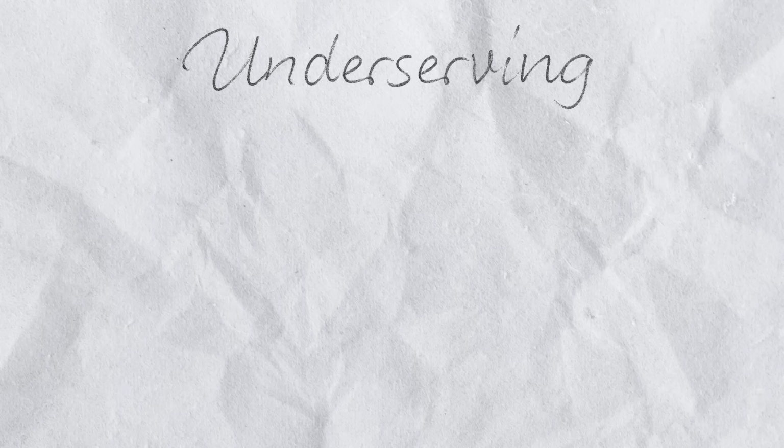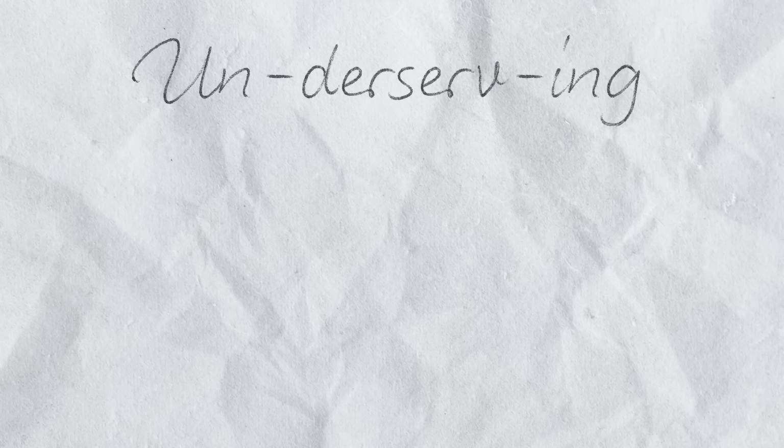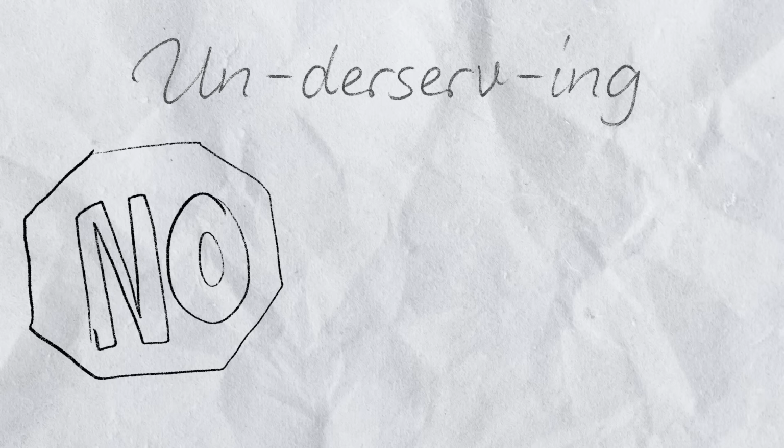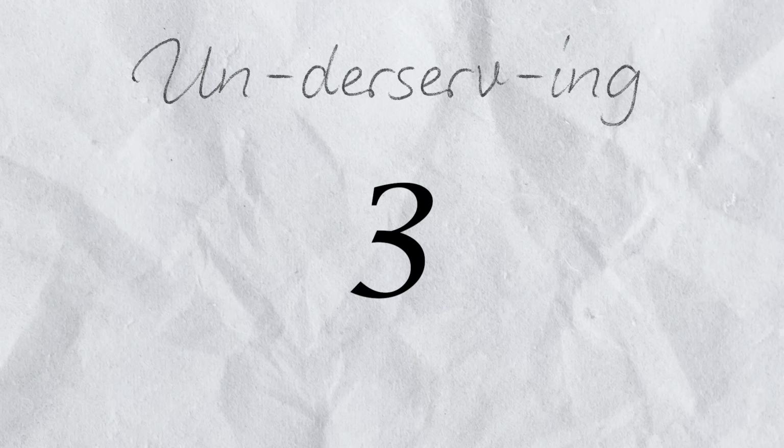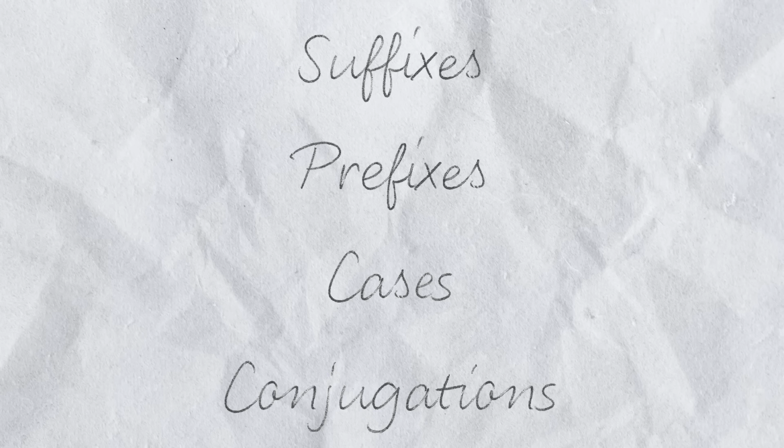For example, here's the word undeserving. We can break this word up into multiple pieces. Un, which negates the word, deserve, which is the core meaning, and ing, which indicates the verb tense. Therefore, the word undeserving contains 3 morphemes. Other examples of morphemes include suffixes, prefixes, cases, conjugations, and so much more.